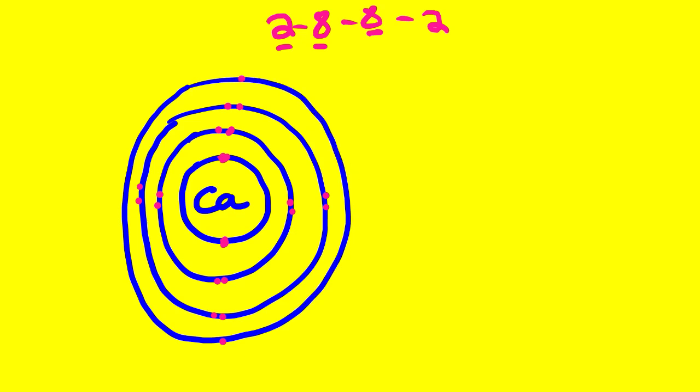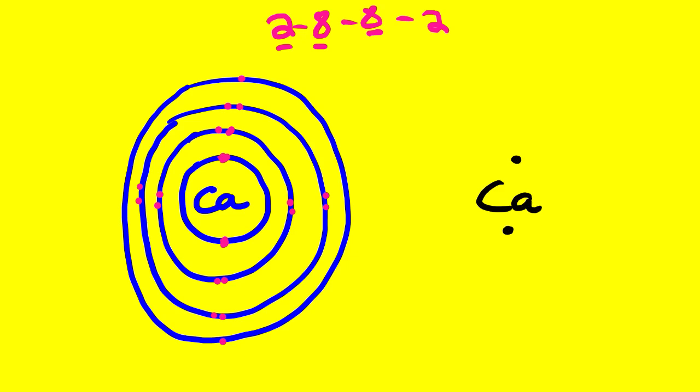This is the last energy level. How many electrons do we have? We only have 2. So if we were to draw a Lewis dot diagram for this atom, it will simply be like this. Only represent the valence electrons. Since we have 2 valence electrons, this is the Lewis dot diagram.